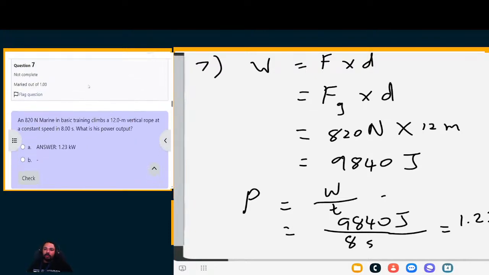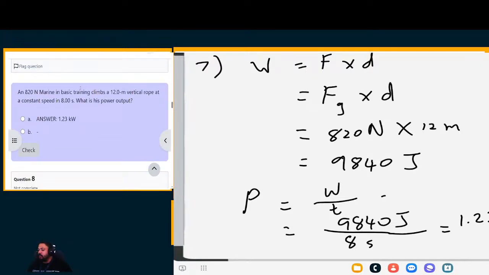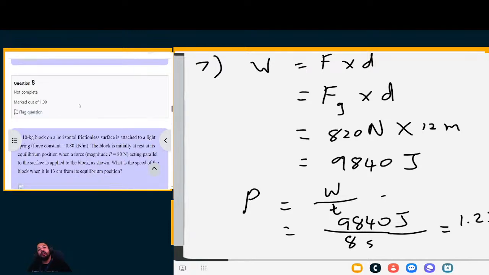On to our next question. Okay, so this is a pretty basic problem. We first had to calculate how much work is being done by this marine, and then divide that by the amount of time over which this total amount of work is being generated. That will give you your power output for that period.